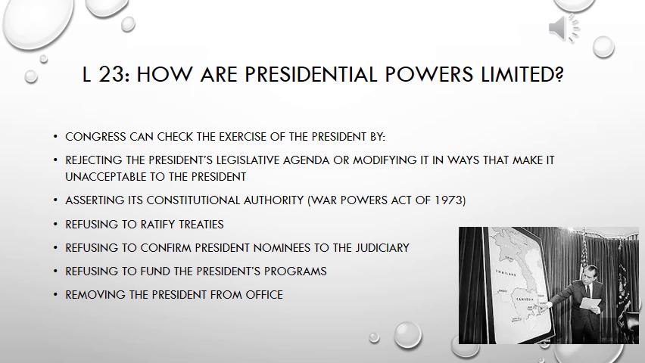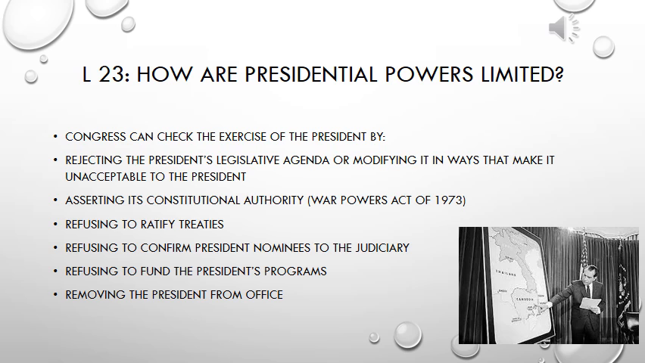Asserting its constitutional authority, like with the War Powers Act of 1973, Congress has the authority to declare war. The president does not. Under this War Powers Act in 1973, it was vetoed by Nixon, but then Congress overrode that presidential veto. So what that forces the president to do is that he can still send troops anywhere in the world for 100 days without authorization of Congress, but after those 100 days, he has to seek some type of authorization, whether it be through a declaration of war or through appropriations of spending.